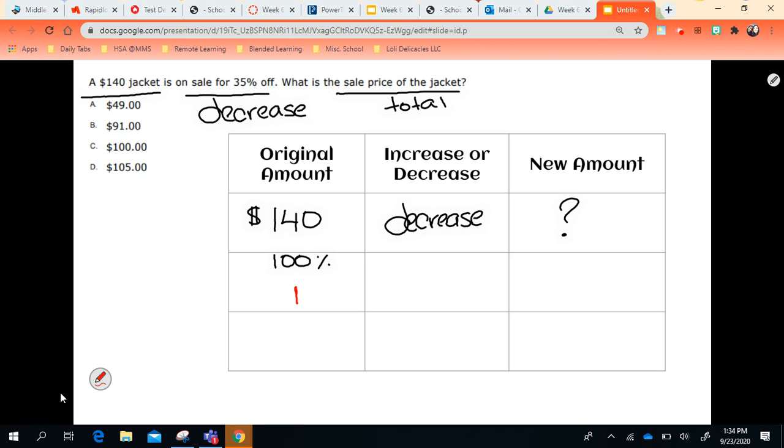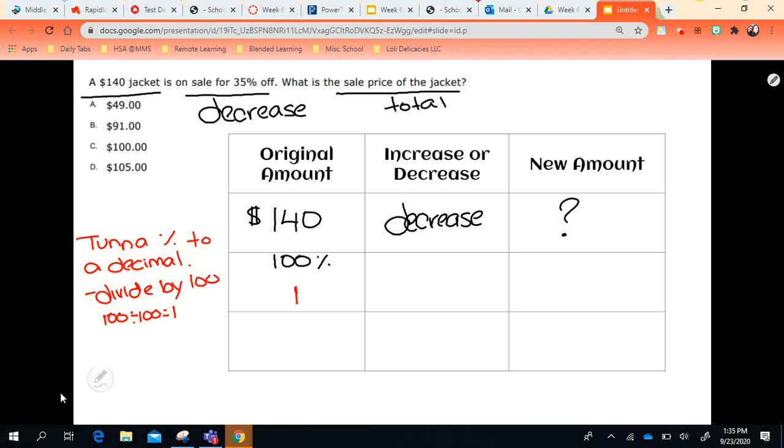And if you're not sure how to do that, if you want to turn a percent to a decimal, you divide by 100. So I would take 100 divided by 100, and that gives me 1.